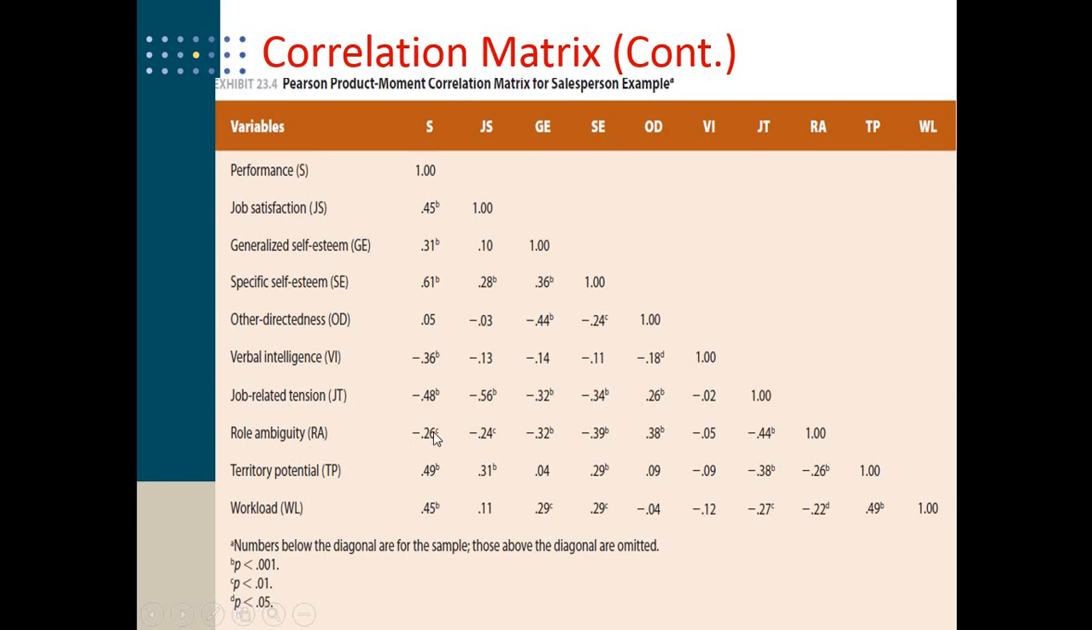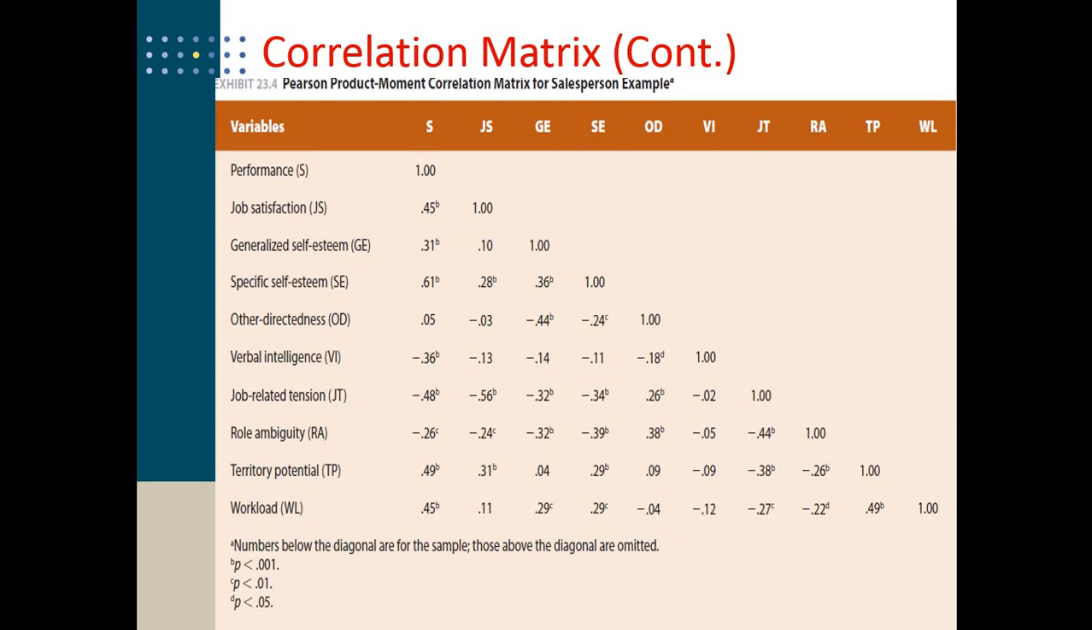Now we can see that some numbers are negative. For example, -0.48, -0.27, -0.38. So it indicates that there is a negative correlation between this pair of variables. For example, between job-related tension and job performance, there is a strong negative relationship. It's -0.48, so it's a negative relationship. This is the correlation matrix. So once again, the correlation coefficient indicates the strength of the relationship, and the sign of the correlation coefficient indicates the direction of the relationship, whether it is positive or negative.